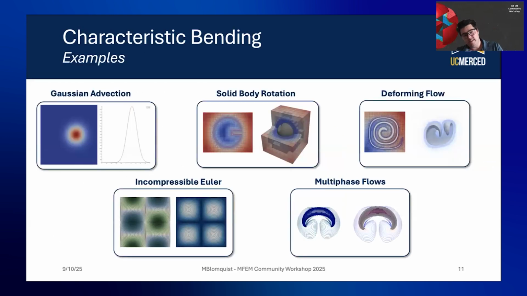So I've tested this on a bunch of different examples and am finalizing a paper for this right now. We look at just advecting Gaussians. We have some solid body rotation examples. We have these really deforming flows. And then we look at things that are a little bit more interesting. We have incompressible Euler, and we have multi-phase flows. So today, just because we're limited on time, I'll just look at two of them.